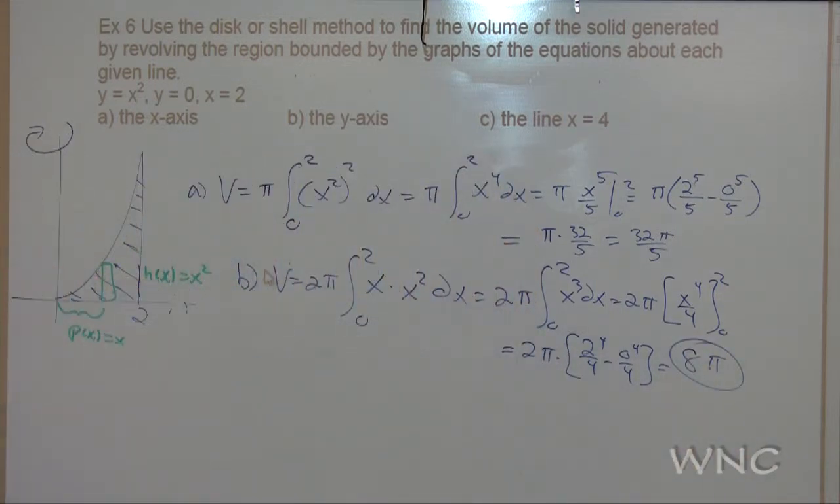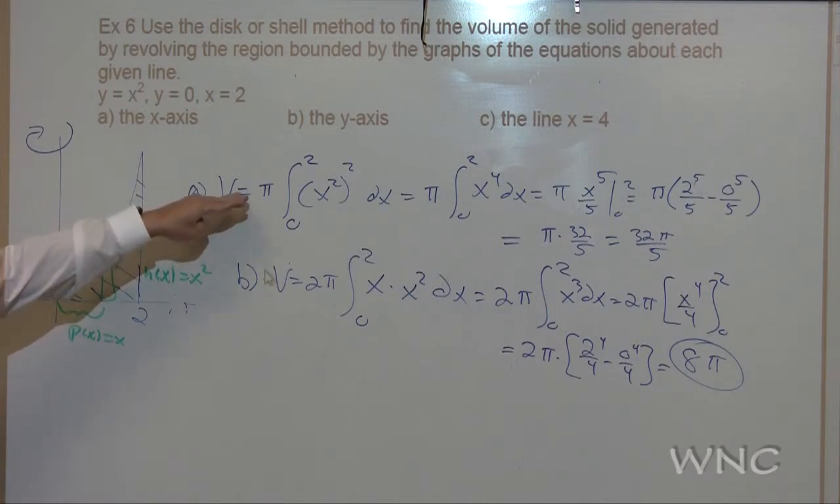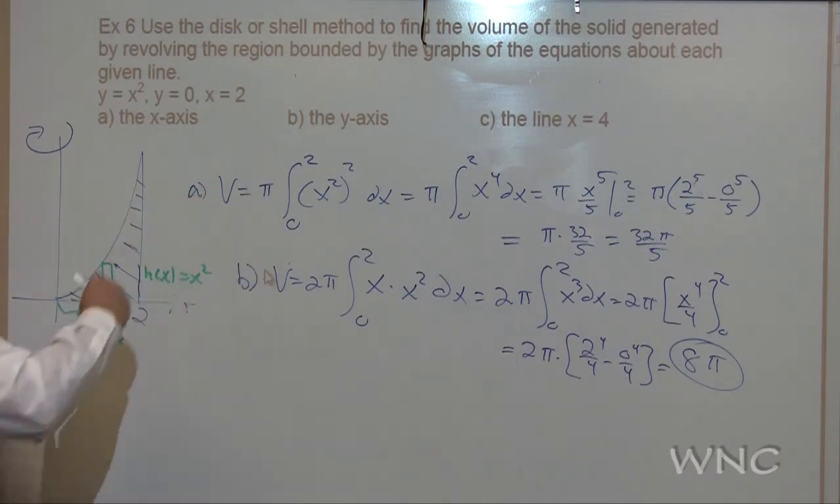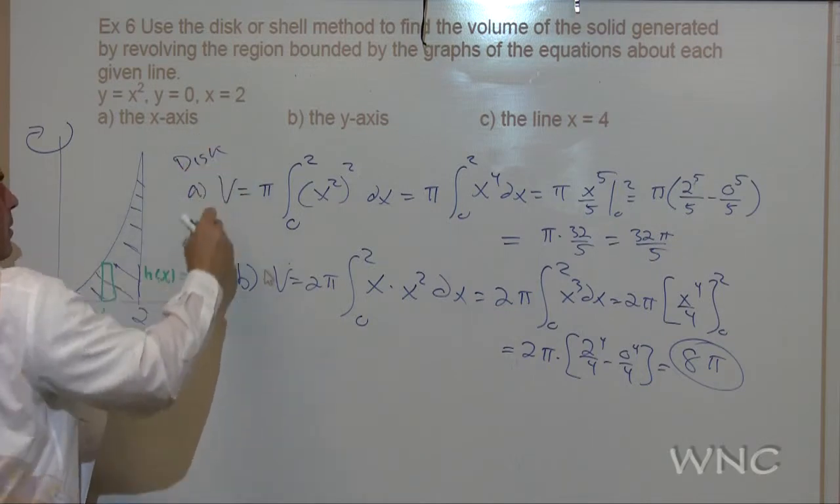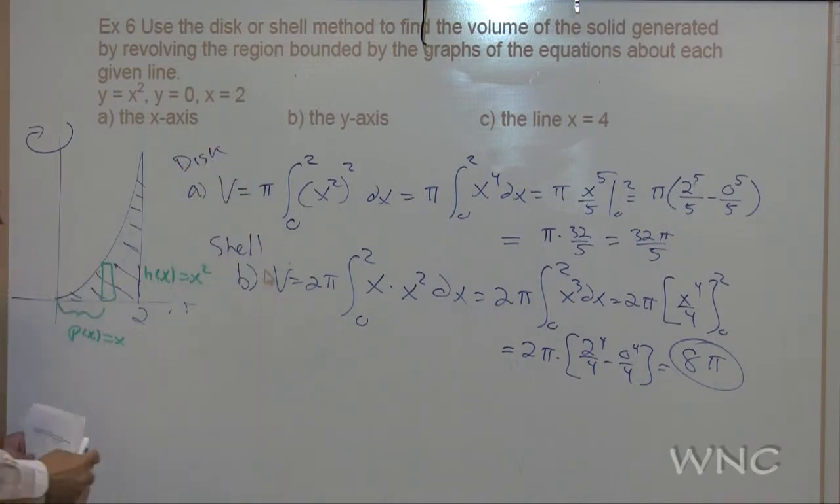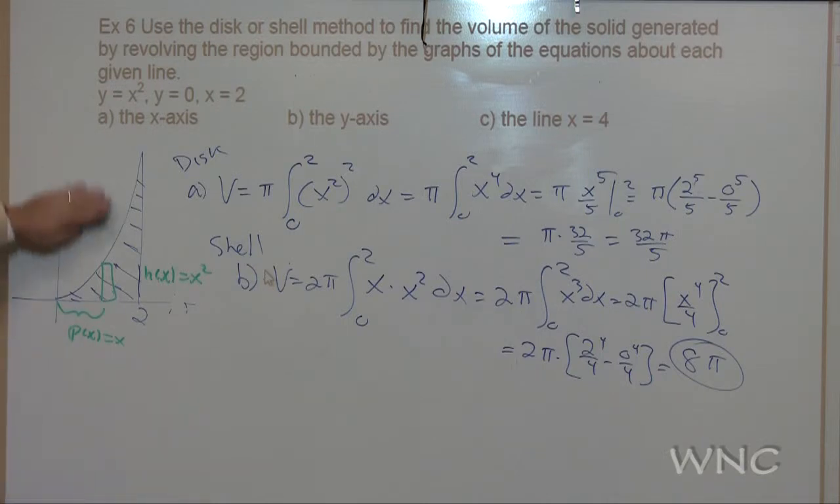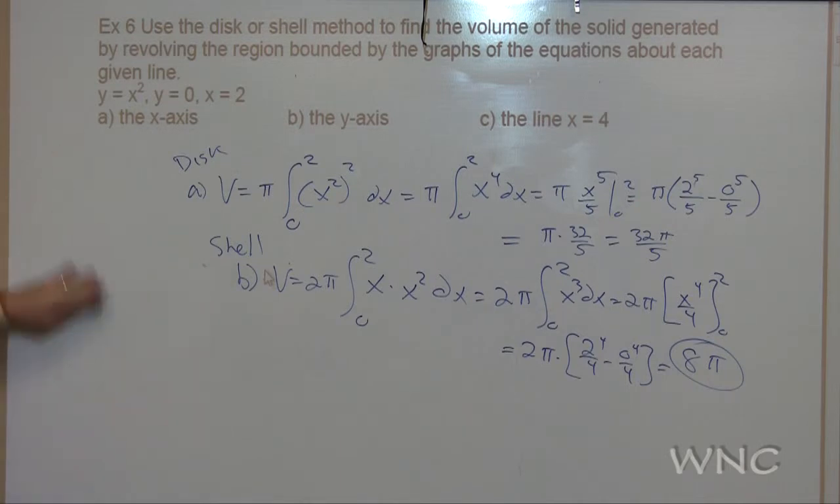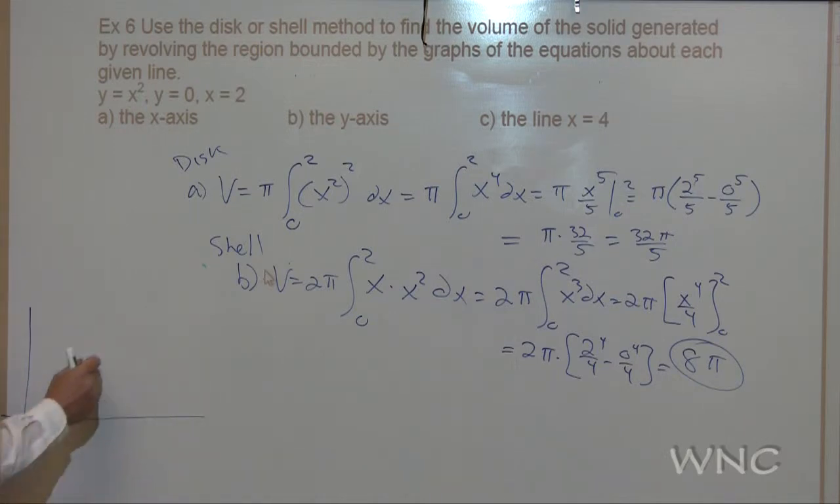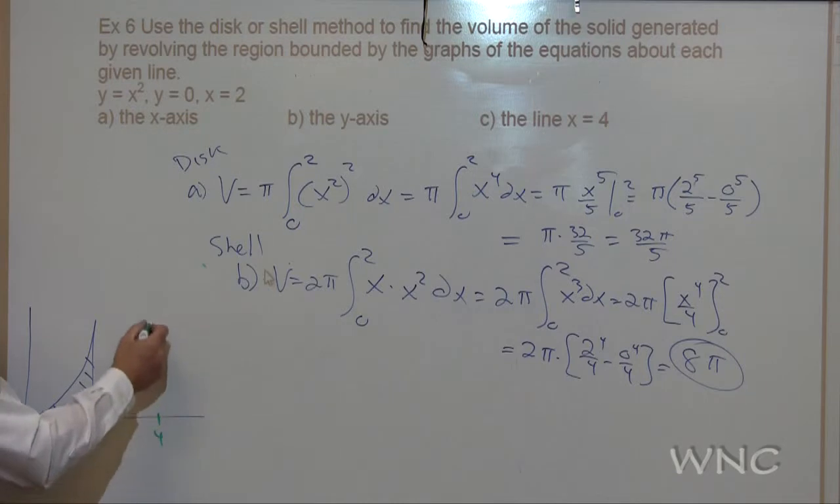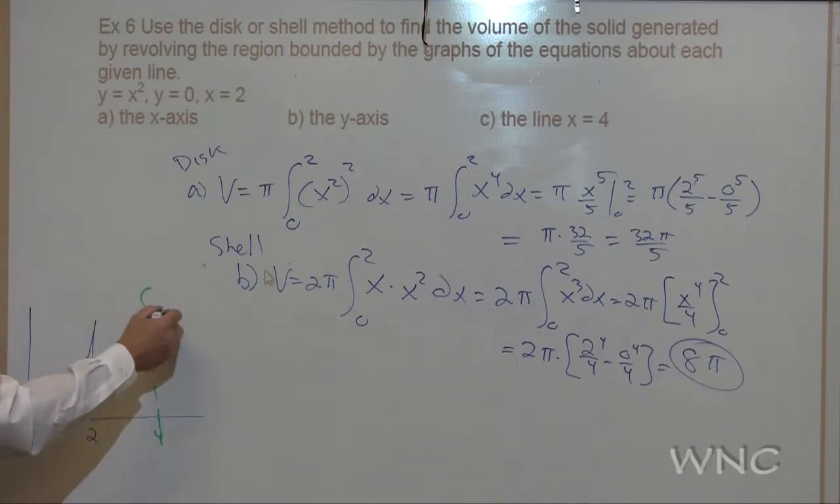Okay, so we had a case where it was better to use the disk method and the shell method. Now in the last case, I'm going to redraw this shape so I have more space. Draw it down here. Here's our shape. Here's 2. It's going to go about the line x equals 4. So it's going to go around this.